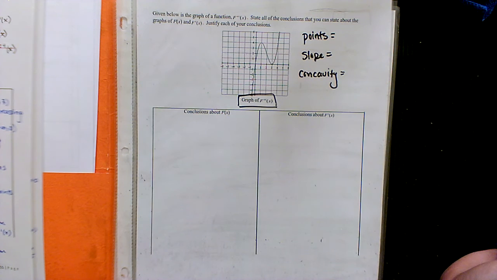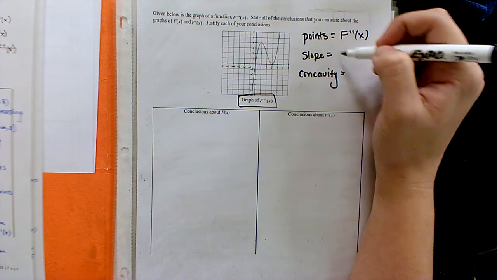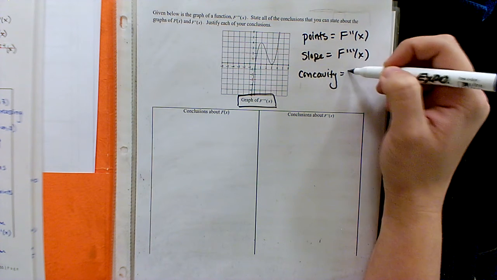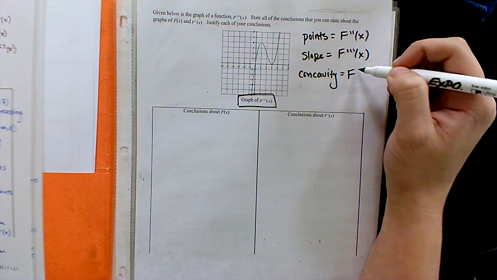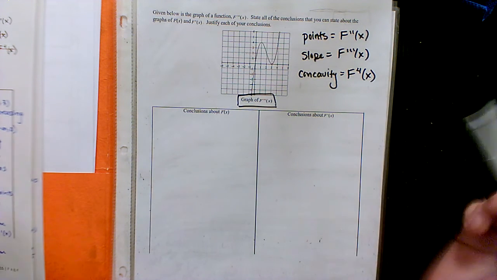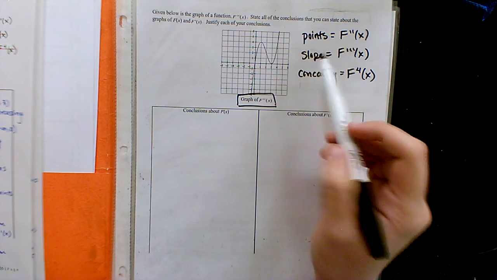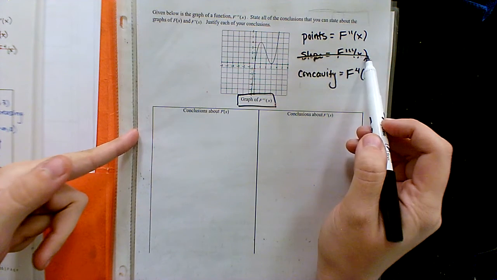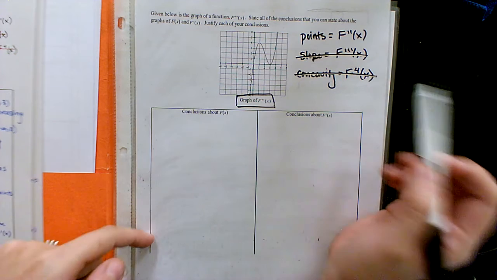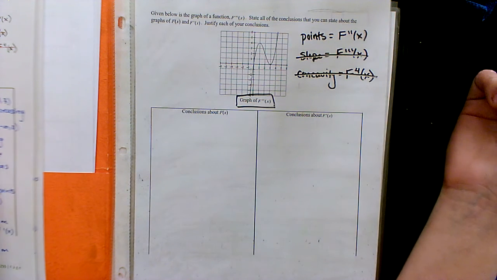The points tell us f double prime. The slope tells us f triple prime. The concavity tells us f quadruple prime, or we'll do like x to the fourth in there. Now, we're not going any higher than 2, so we should not have to analyze the slope of this graph, and we should not have to analyze the concavity of this graph. It looks like we're only looking at points.